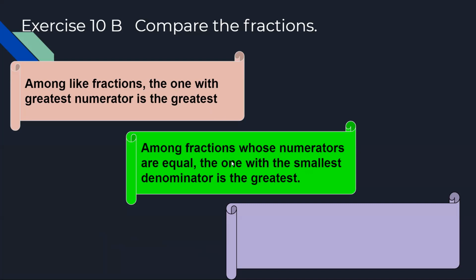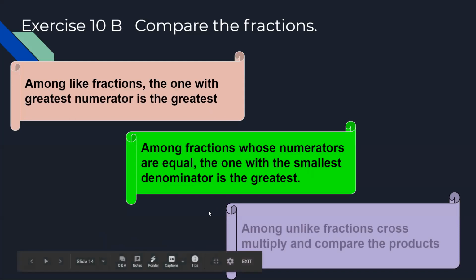Now, the second rule, among fractions whose numerators are equal, what is the rule? The one with the smallest denominator is the greatest. If the denominator is smaller, that is the greatest fraction. This is rule number 2.